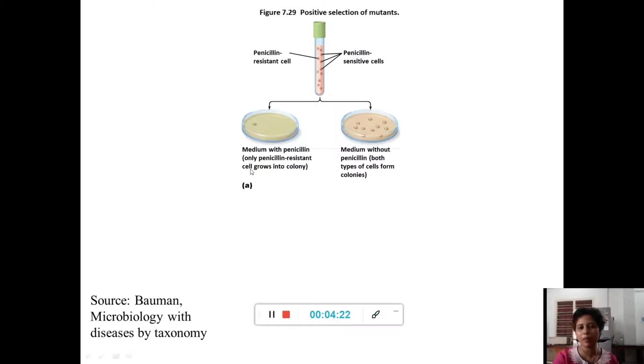So, the medium with penicillin refers to the organisms which are found to be resistant, and the medium without penicillin, after plating them, say all the organisms are present in a single tube. After that you take a required amount, say 100 microliters, and spread plate it onto this, and 100 microliters onto this. The organisms which grow in the medium with penicillin indicate that they are resistant to penicillin, and the organisms which grow in the medium without penicillin refer to those cells which are found to be sensitive.